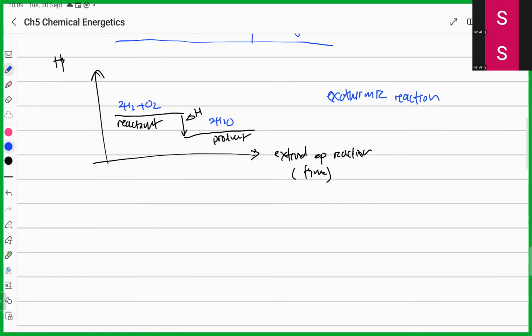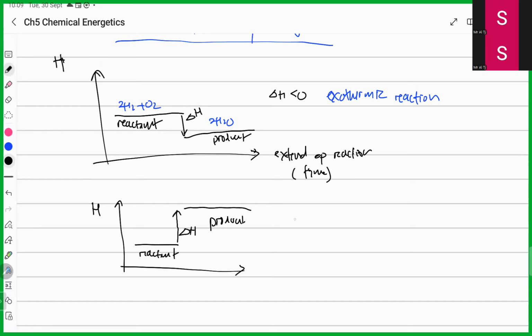While if you're having an endothermic reaction, we're going to have a similar condition here for the reactant, but the product is going to be at a higher level. Then we have the enthalpy change going up, or positive. Enthalpy change is less than 0 in the exothermic case. Enthalpy change is more than 0 going up, we have an endothermic reaction.